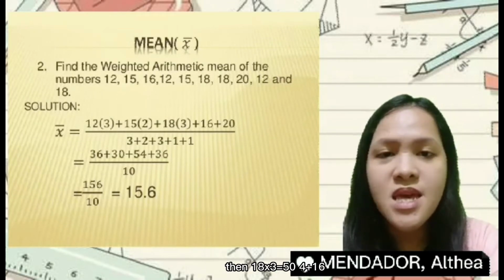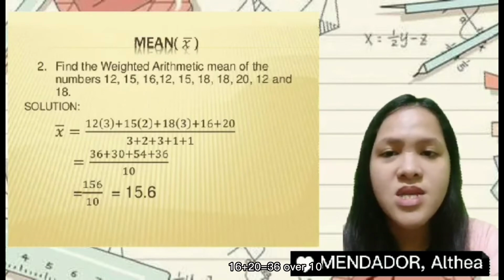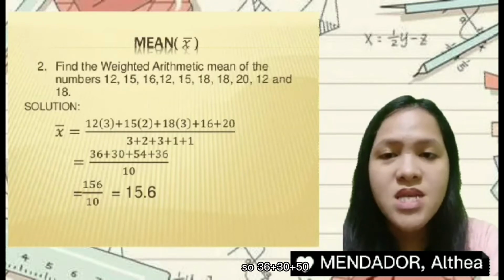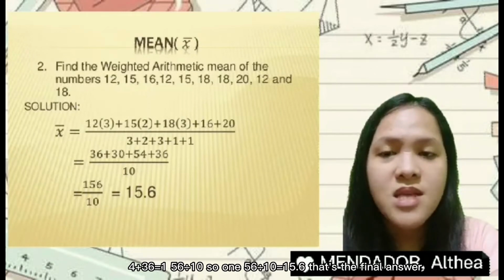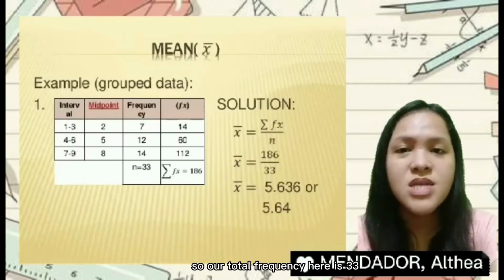is equal to 54, plus 16 plus 20 is equal to 36, over 10. So 36 plus 30 plus 54 plus 36 is equal to 156. Divide by 10. So 156 divided by 10 is equal to 15.6. That's the final answer. So our total frequency here is 33.